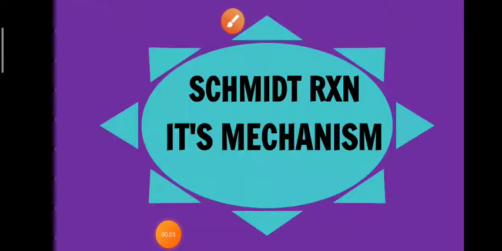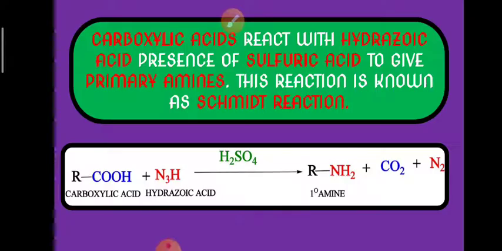Hello students, in this video we will learn what is Schmidt reaction and its mechanism. First of all, we go for the definition of the Schmidt reaction. Carboxylic acids react with the hydrazoic acid in the presence of the sulfuric acid and give primary amines. This reaction is known as the Schmidt reaction.